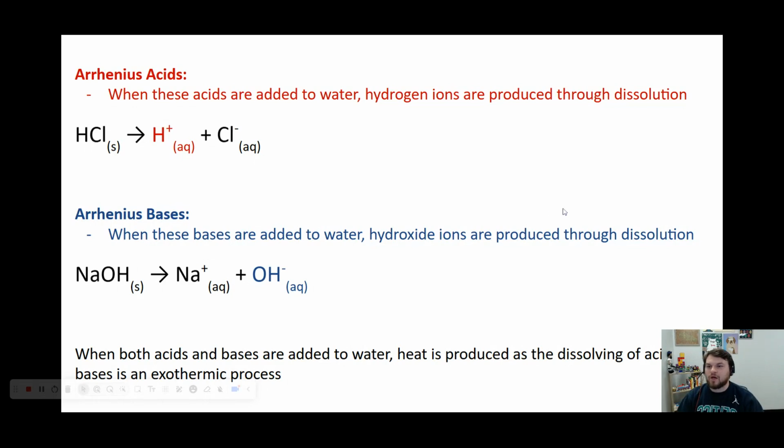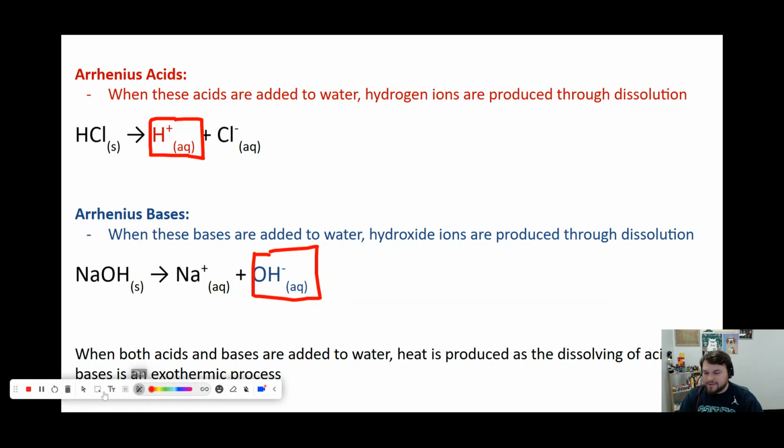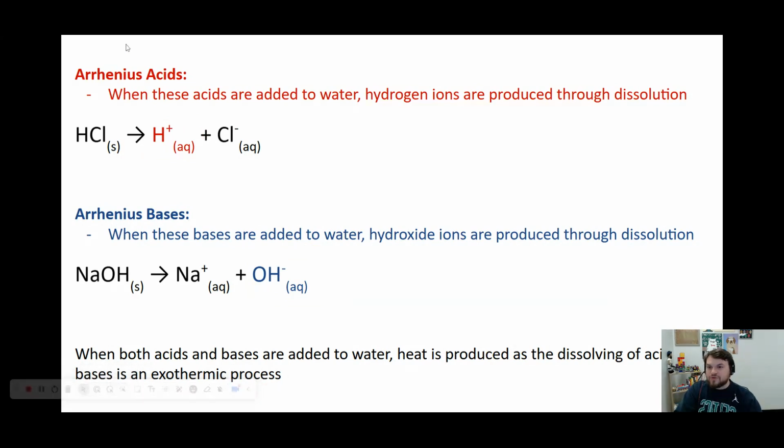So just a review. Arrhenius acids and bases are what we talk about in this class, and those are substances that, when added to water, an Arrhenius acid produces this guy right here, an H plus ion. Okay, and Arrhenius bases produce this one right here, an OH minus ion. So we have hydrogen ions for our acids and hydroxide or OH minus ions for our bases. Okay, and so that is how we define those two substances. An acid produces H plus in water, and a base produces OH minus in water.